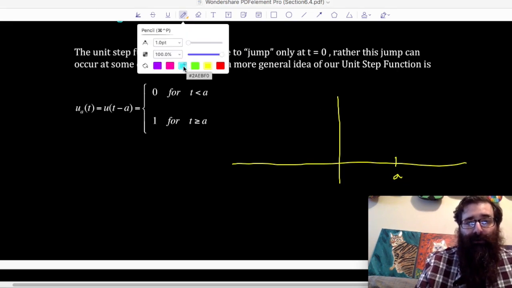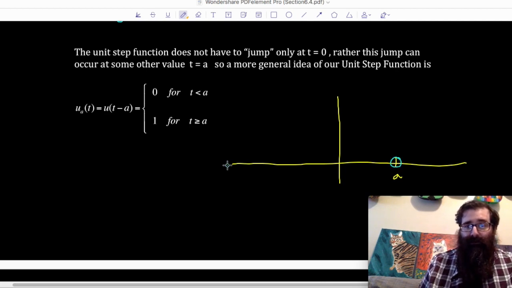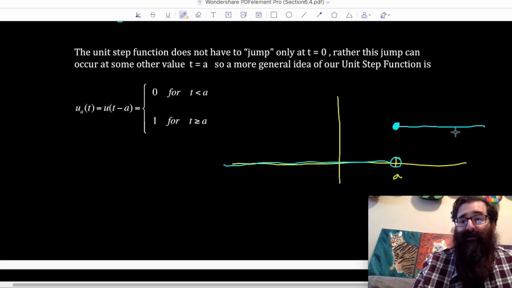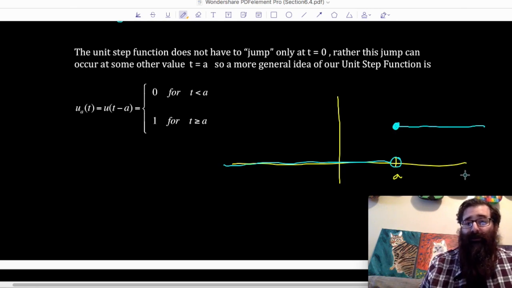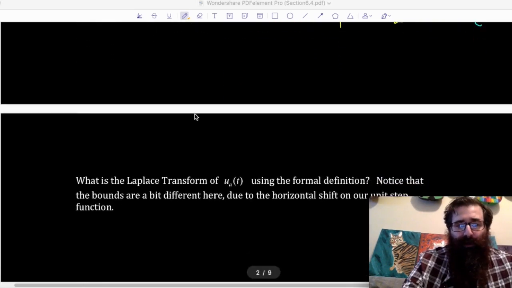How is our unit step function going to look if there's a bit of a shift? Everything leading up to a is going to take on the value 0. So we're at 0, and then right when we get to t equals a, wherever that is, we jump up to 1 and continue on. It's the same idea, just shifted a bit. Same idea here, I have my t-axis and my y-axis. Pretty cool stuff. All right, let's continue on.